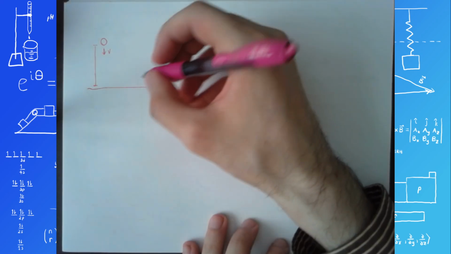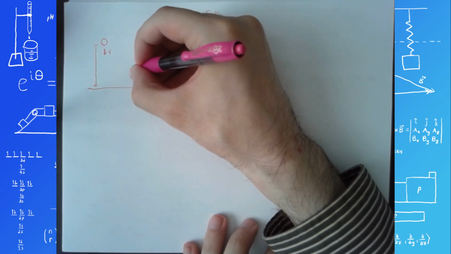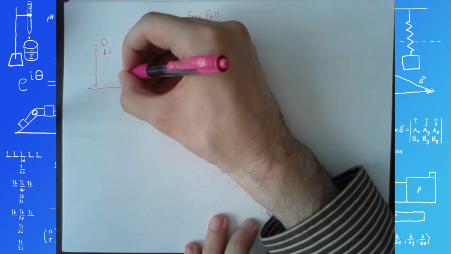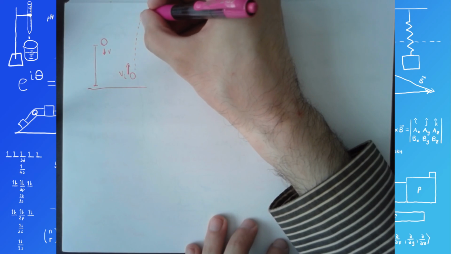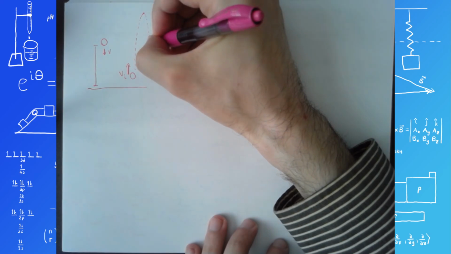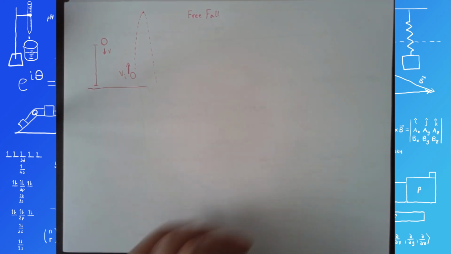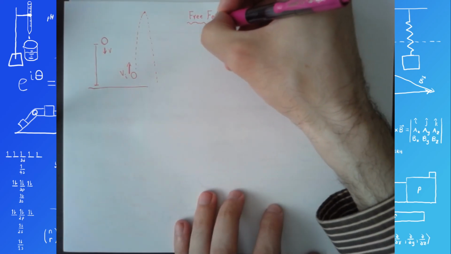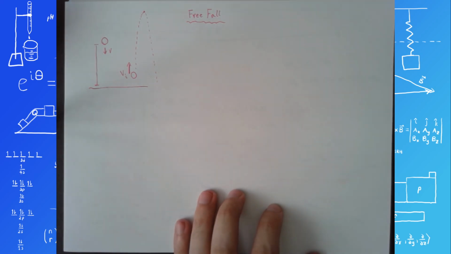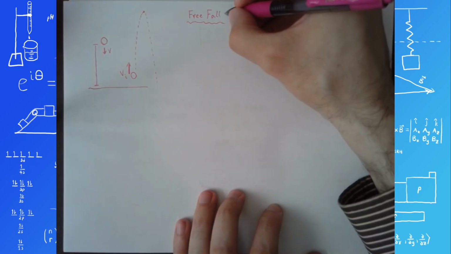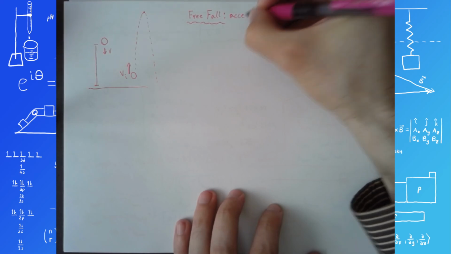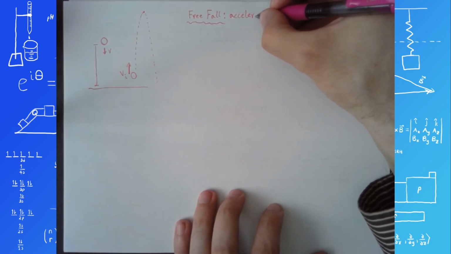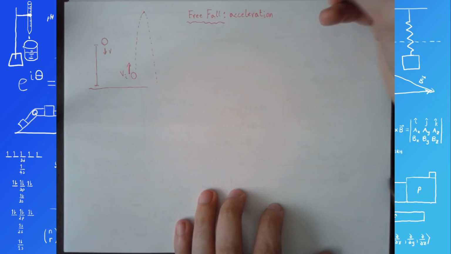I could just as easily throw an object upward. I could just as easily toss a ball upward with some sort of initial upward velocity, and it would go into the air, reach some sort of height, pause for a split second before coming back down and hitting the ground, and it would still be considered in free fall even on its way up. So what makes it free fall isn't the direction that it's moving. What makes it free fall is that the only thing causing its acceleration is gravity. So an object is in free fall when acceleration is solely due to gravity.